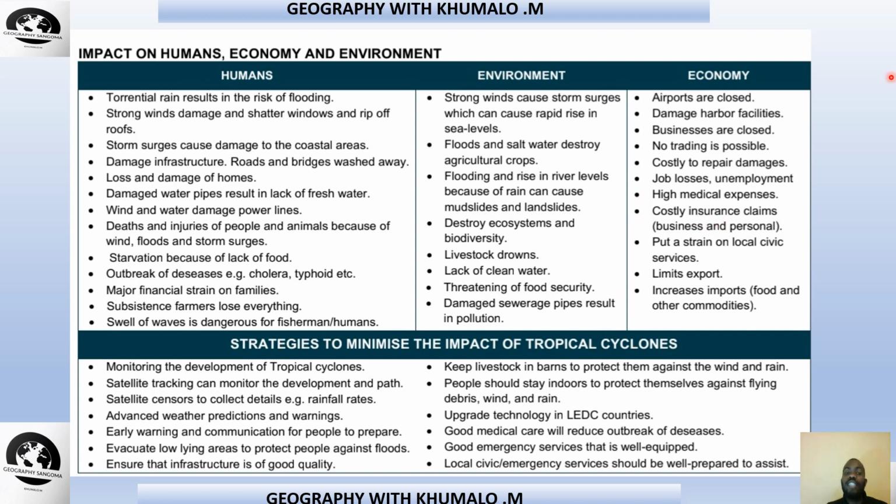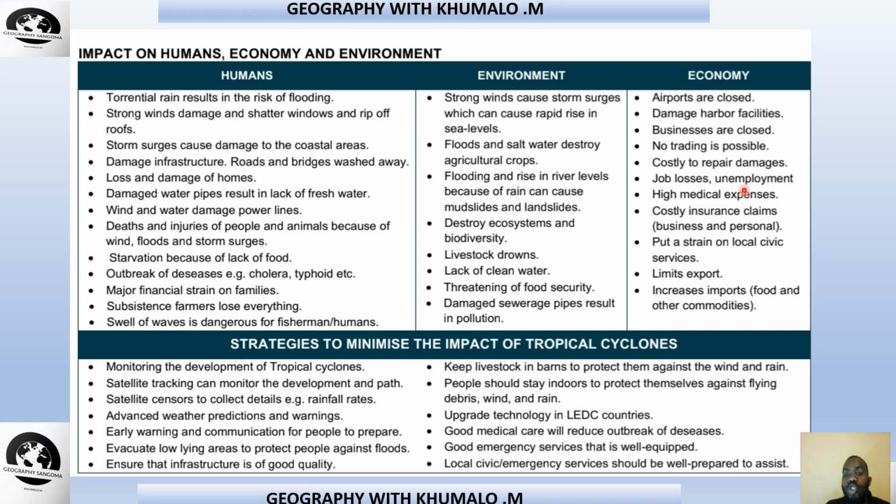Then how does the tropical cyclone affect our economy? The airports are closed because aircraft cannot fly. Our airplanes cannot fly during these harmful storms, and then the damage to harbor facilities is very dangerous. Then our trading stops, and then it damages our businesses. They close down. There's no trading that is possible, as I've said, because now our harbors where we transport our goods are not working. So there will be no trading there.